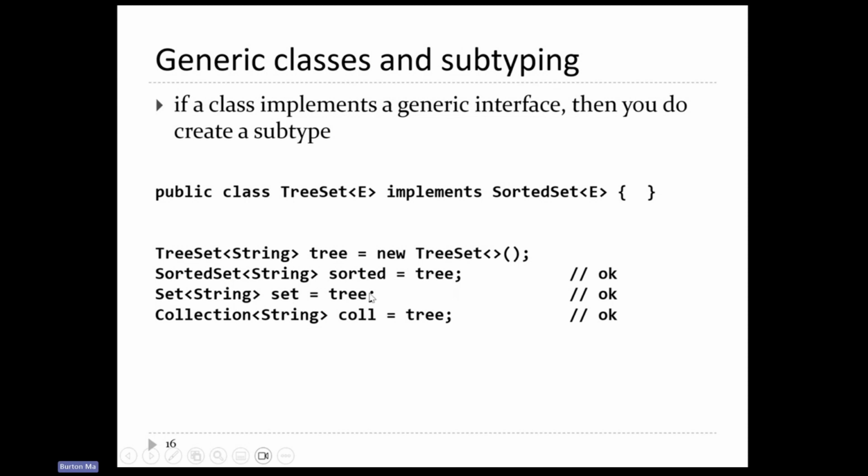Similarly, sorted set extends the set interface. So tree set, to tree, can also be stored in a variable of type set, and that works as well. And then finally, set extends the collection interface. So you can take tree and store it in a variable COLL, whose type is collection. So those all work as well.